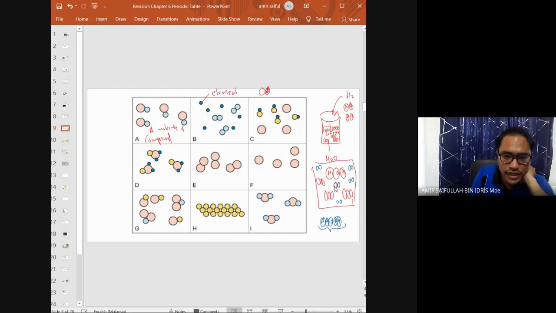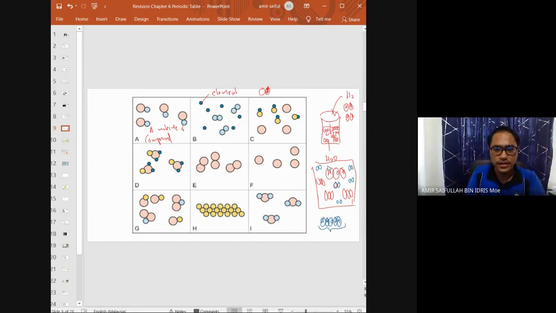But this one, they are separated, so we call this a mixture, campuran sahaja. We don't call it a compound because they are not chemically combining together. They are just in one mixture. Boleh faham tak?